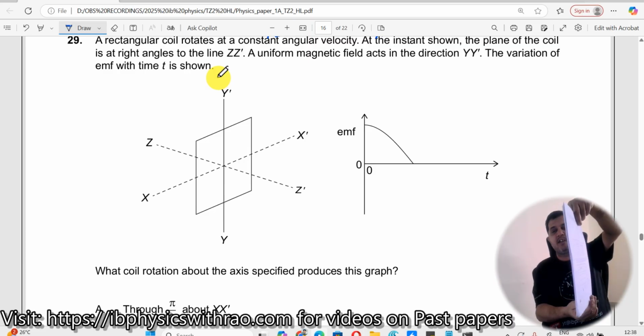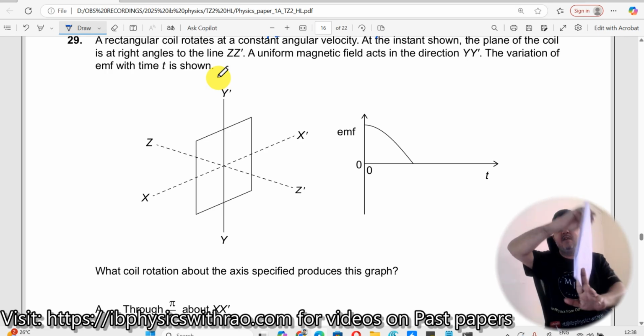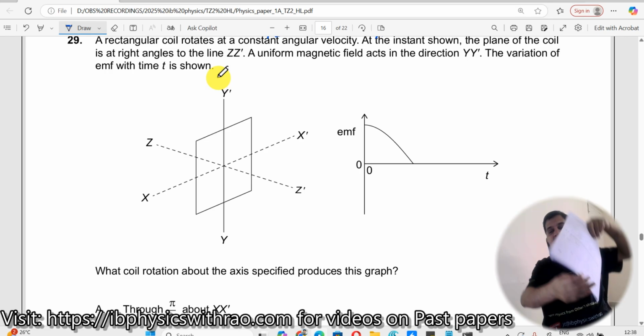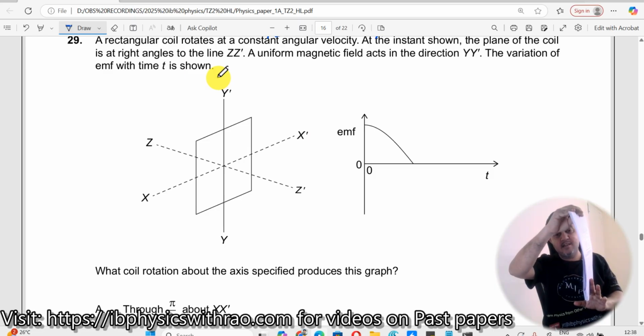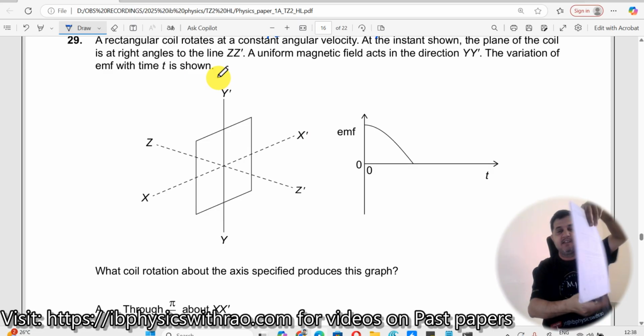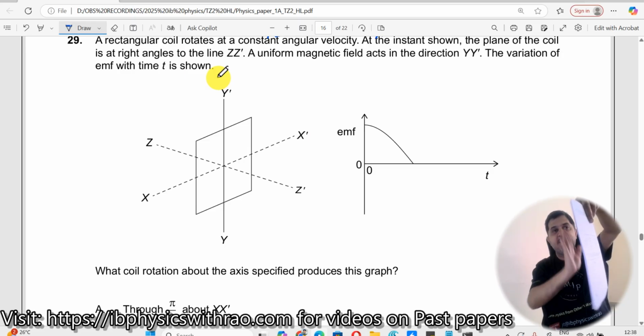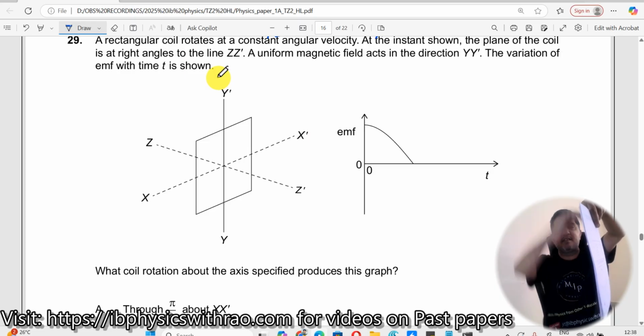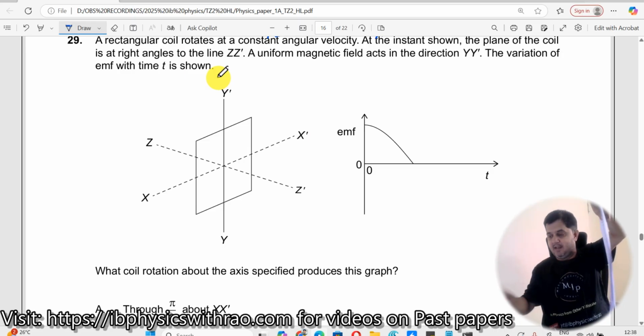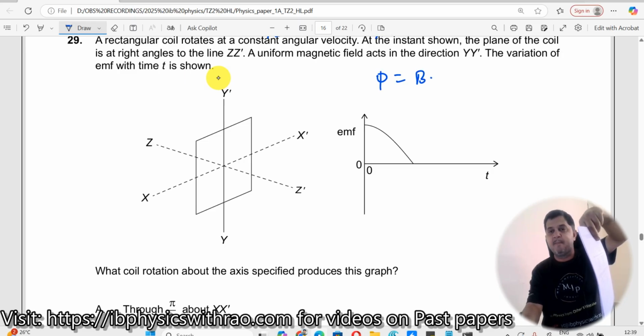Now let me assume I rotate it like this. If I rotate it like this, is there any change in the flux? How do you answer this? Because you know this is your magnetic field. When the magnetic field is present like this, the area is not cutting the magnetic field lines. It is just parallel to this, and the areal vector is perpendicular to this. As you know, the flux phi is given by B dot A, which is nothing but BA cos theta, where B is one vector, A is another vector, and theta is the angle between B and A.